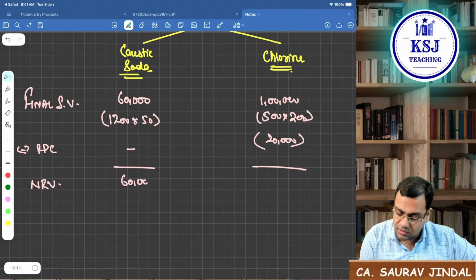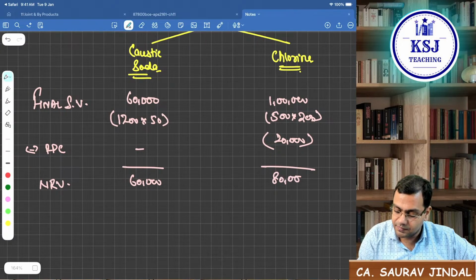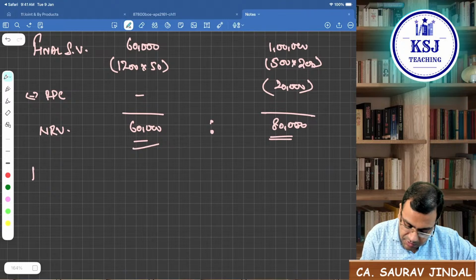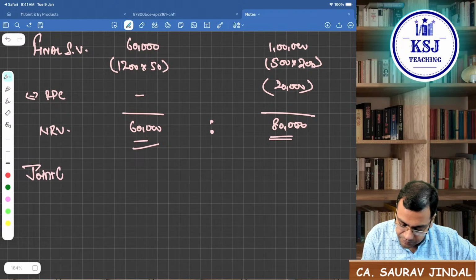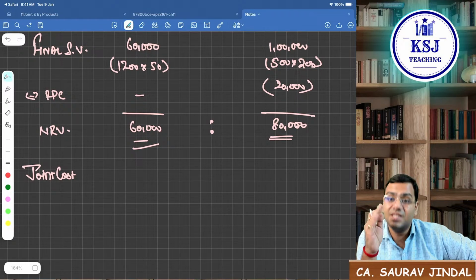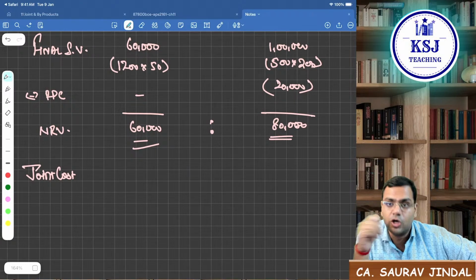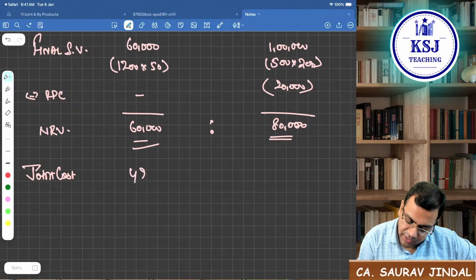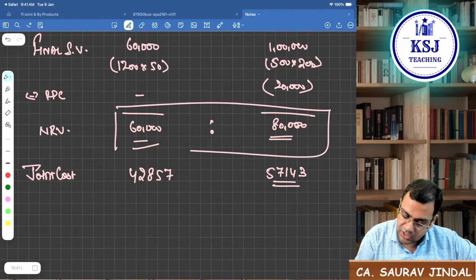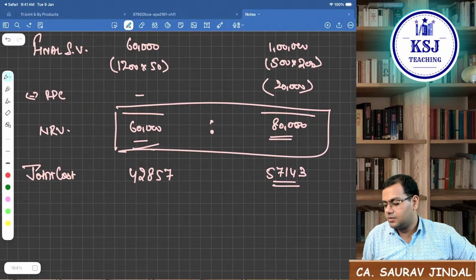This will give you the NRV. That is 60,000 and 80,000. So this will become the ratio for distribution of joint cost. In this ratio, you will distribute your joint cost. The joint cost of 1 lakh will be distributed in the ratio of 6:8, that is 3:4. So that will come to 42,857 and remaining 57,143. In this particular ratio, you will distribute your joint cost of 1 lakh.